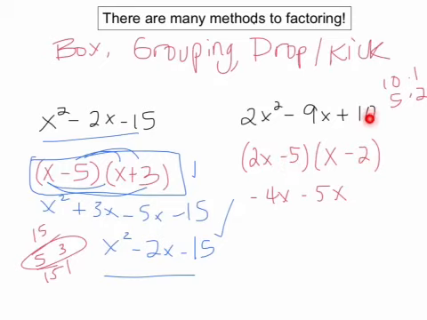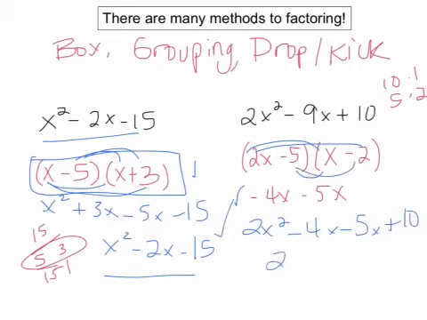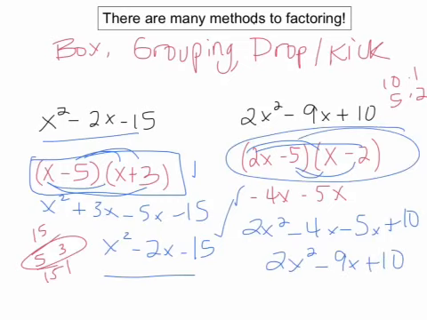So again, just double checking it all out. That's 2x squared, and I just did these right here, but I'll do them again. Minus 4x minus 5x plus 10. And that gives me the quadratic I had started out with. So I factored it fine.